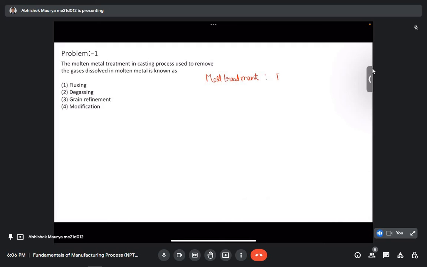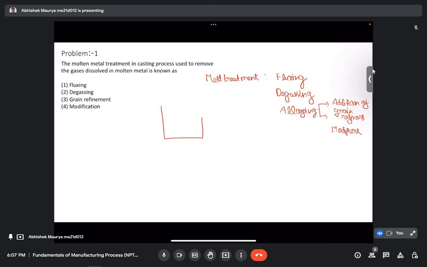Some names of the processes which you probably have seen in the lectures: fluxing, degassing, alloying. And in alloying there were two different processes: addition of grain refiners and addition of modifiers. I will quickly talk about all these processes. Let's first talk about fluxing.